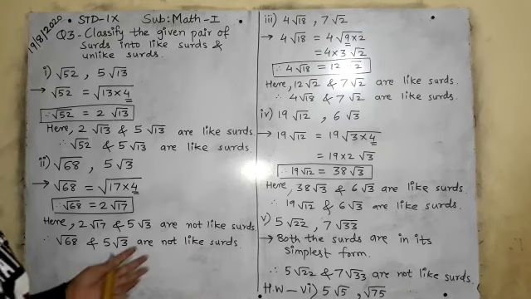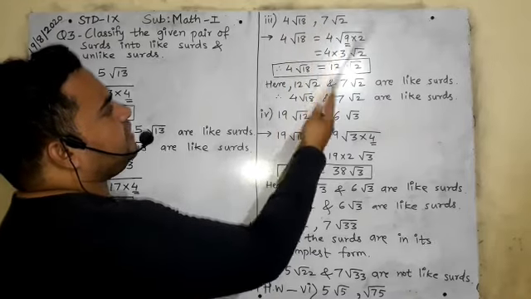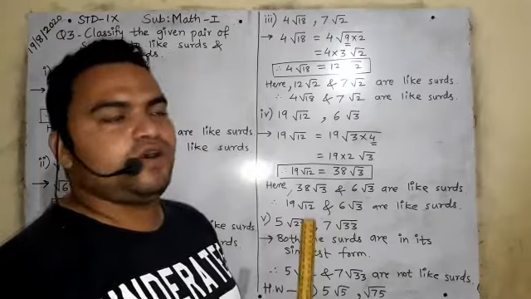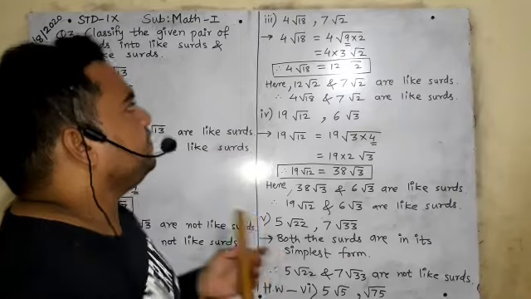I hope you understood. Now see your third one: 4 multiplied by square root 18 and 7 multiplied by square root 2. So this second one surd is already in its simplest form. It is already simplest. Can it be simplified further? So take it.